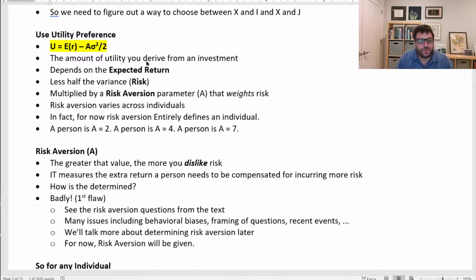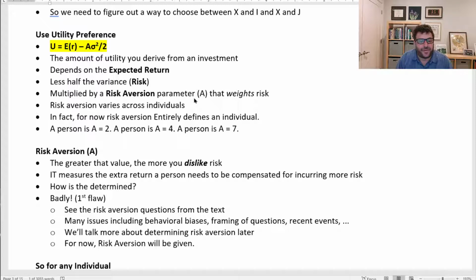So the amount of utility you derive from an investment depends on the expected return, less half of the variance, which is the risk, multiplied by a risk aversion parameter A that weights the risk. And so capital A is this risk aversion parameter.